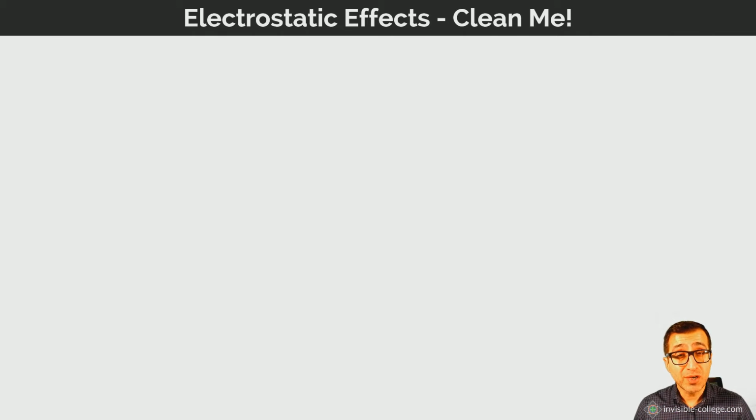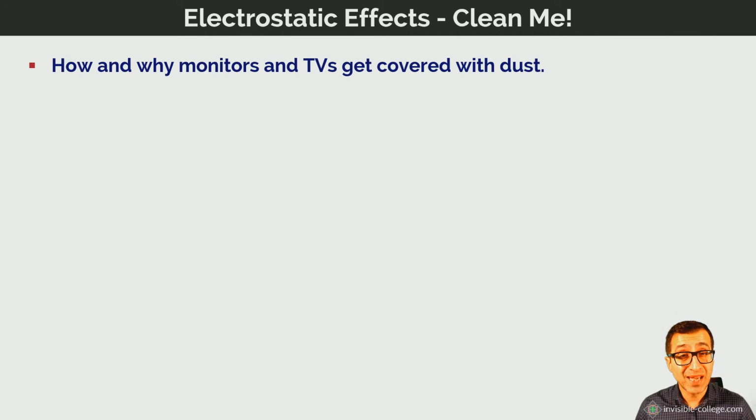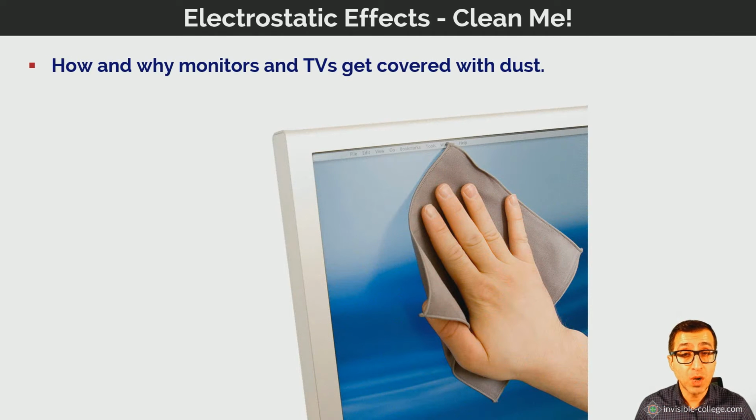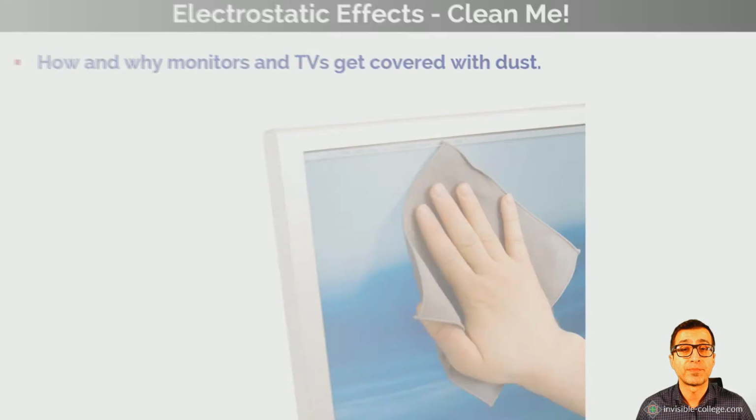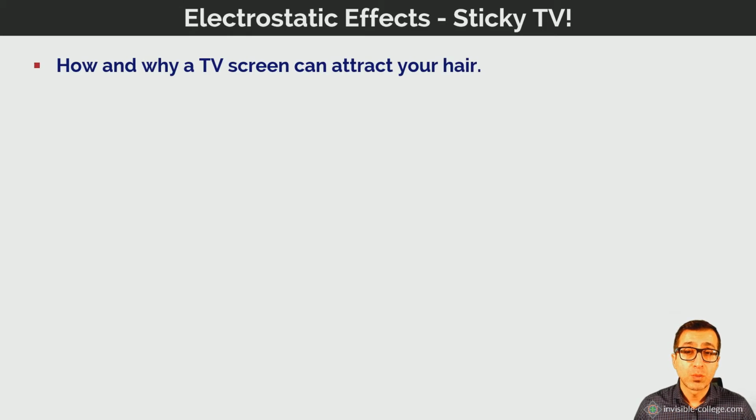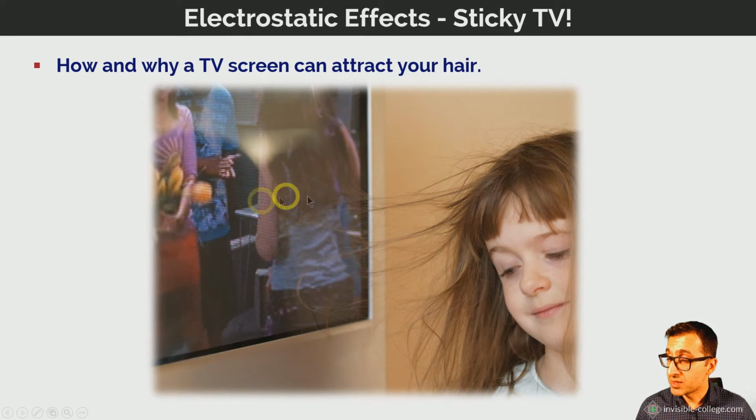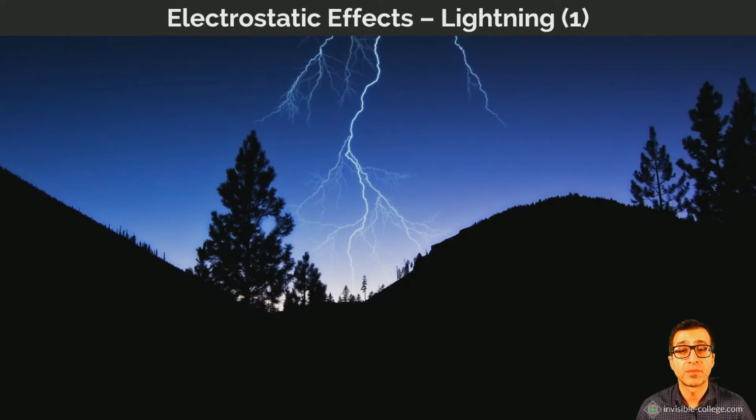Other effects, so for example, why do monitors and televisions often get covered with dust and need frequent wiping? Again, this is due to electrostatic charge building up on the surface of the screen and attracting dust particles in the atmosphere towards the screen. We can also explain what we saw before, the television screens, particularly these old cathode ray tube monitors and televisions attracting hair.